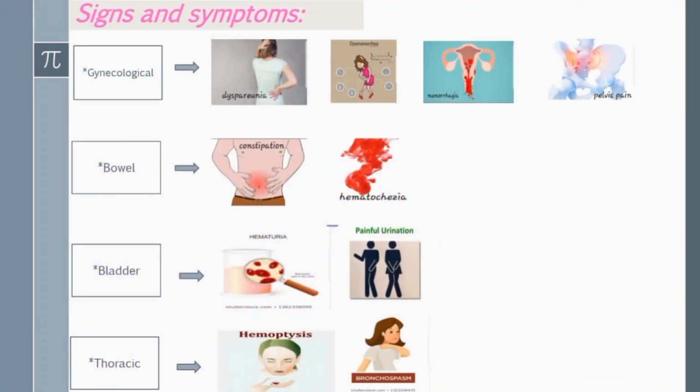Now, what about the symptoms of endometriosis? The patient with endometriosis may be asymptomatic, but symptoms are often related to the implantation site. In the gynecological area, it leads to dyspareunia, dysmenorrhea, menorrhagia, and pelvic pain. In the bowel, it leads to constipation and hematochezia. If it occurs in the bladder, it leads to hematuria and painful urination. If it occurs in the thoracic region, it leads to hemoptysis and bronchospasm.